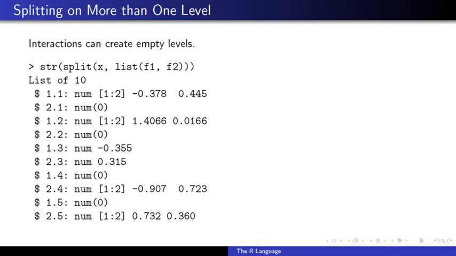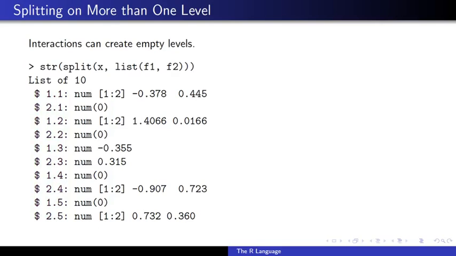So now I can split my numeric vector x according to the 2 different factors. When I use the split function, I don't have to use the interaction function. I can just pass it a list with the 2 factors, and it will automatically call the interaction function for me and create that 10-level interaction factor. You can see that it returns a list with the 10 different interaction factor levels, and then the elements of the numeric vector that are within those 10 levels.